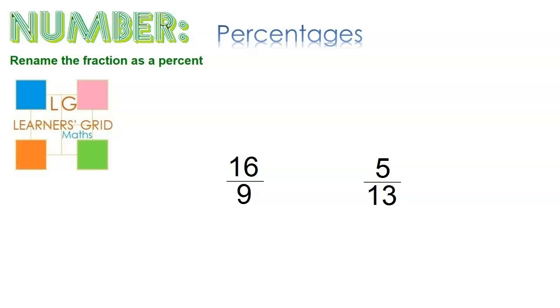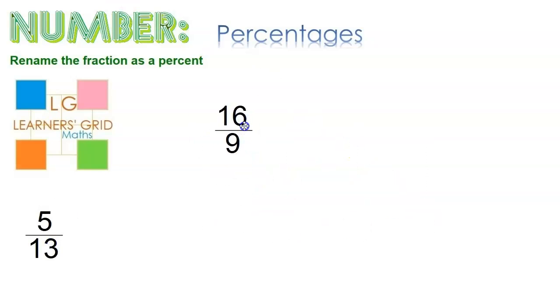We're going to be renaming these fractions as percents, and we'll deal with them one at a time. Let's deal firstly with 16 over 9. There are a few ways that you can do these kinds of conversion problems. One thing to always remember is that because percent means per 100 or out of 100, at some point in our calculations we are going to have to be multiplying by 100. So let's do the first one.